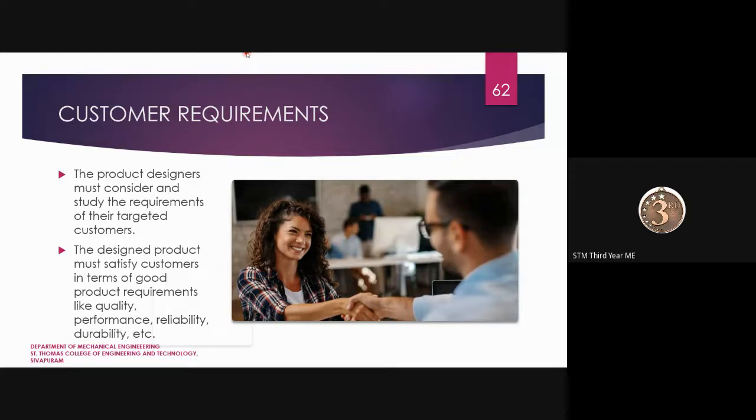So some of the requirements that they basically demand are nothing but quality, performance, reliability, durability, etc. These are some of the basic requirements they always envision for the product. Okay, so that is being ensured. Apart from that, what all we have to implement, or what are the functions that are needed, these are also obtained based on the customer requirement.